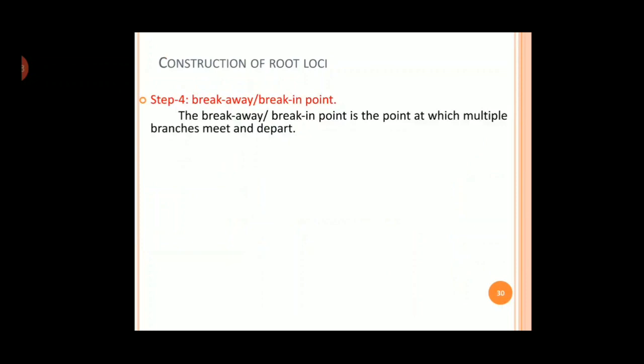So the next step is to find out the breakaway or break-in point. Breakaway or break-in point is the point at which multiple branches will meet and depart. In general, we don't differentiate between breakaway and break-in point, because as far as drawing the root locus or calculation of breakaway and break-in points is concerned, it is all the same for both. So in general, we call it the breakaway point itself. Now to identify the breakaway and break-in points, we have some prediction rules.